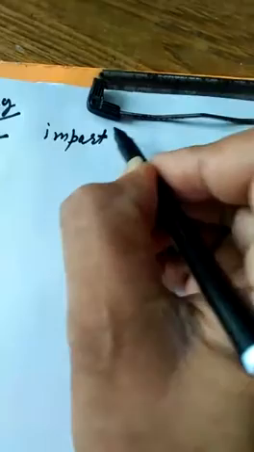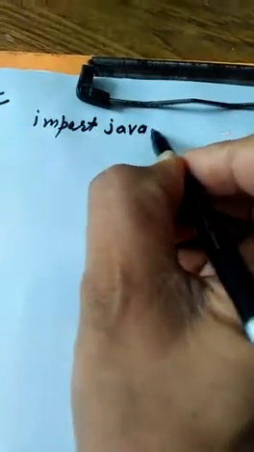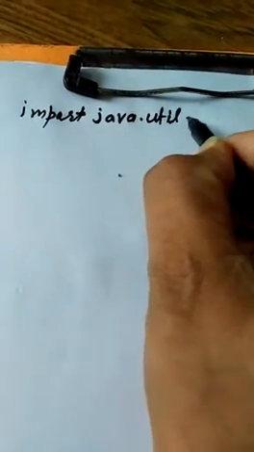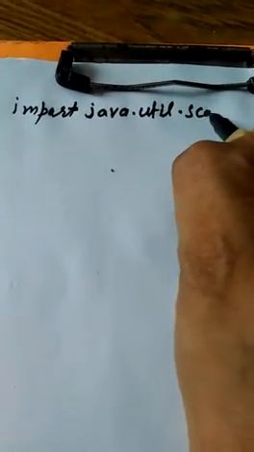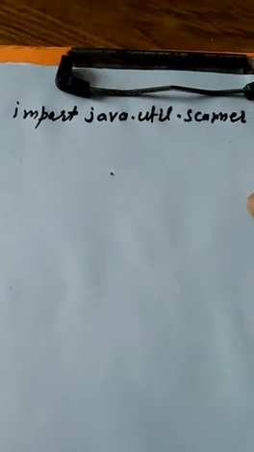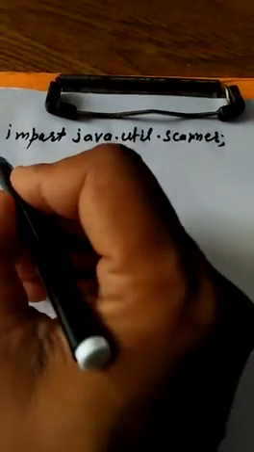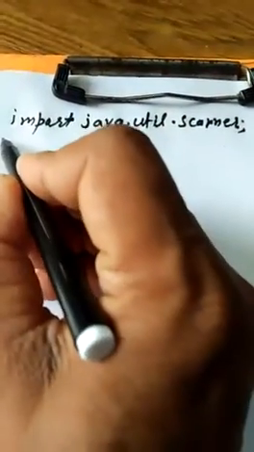First of all, we will import the file, program number 2. So first of all, we will import the file: import java.util.Scanner; and then a semicolon. Okay, now the next step is we have to define the class.